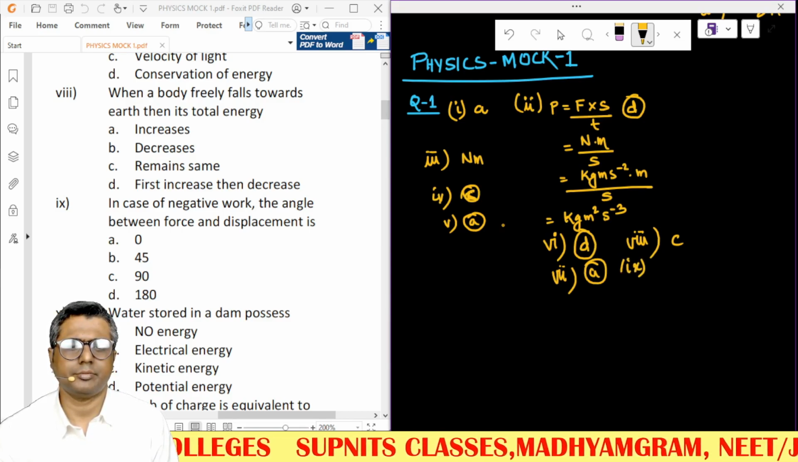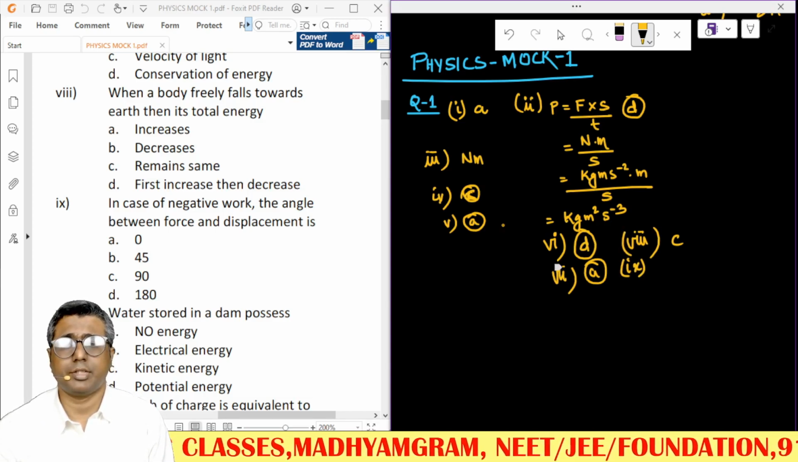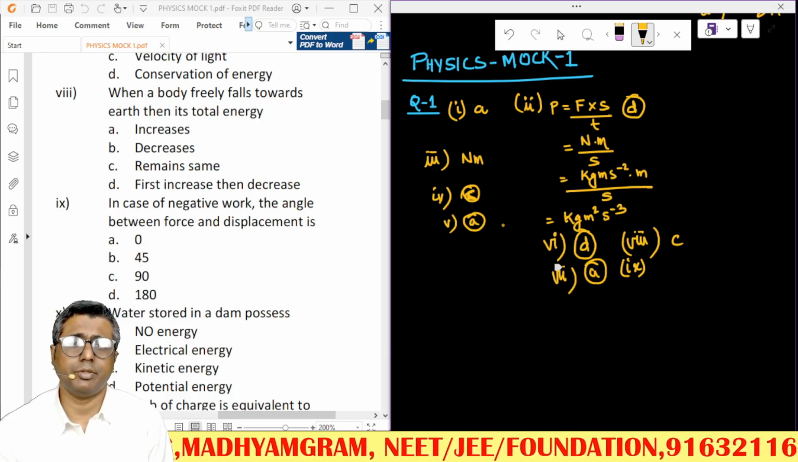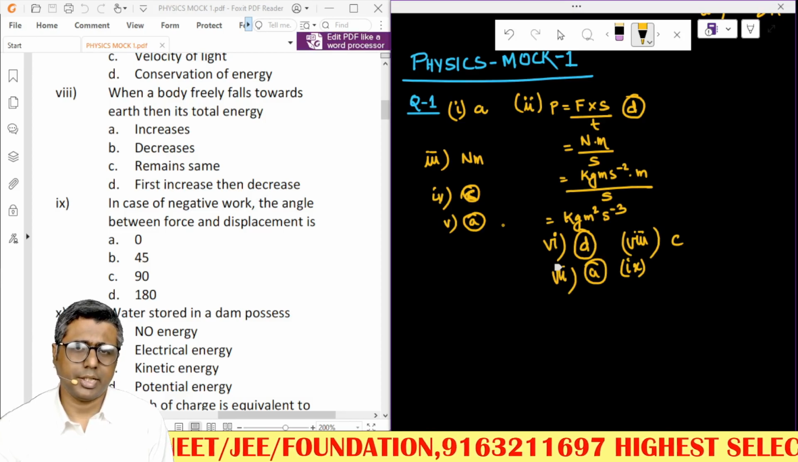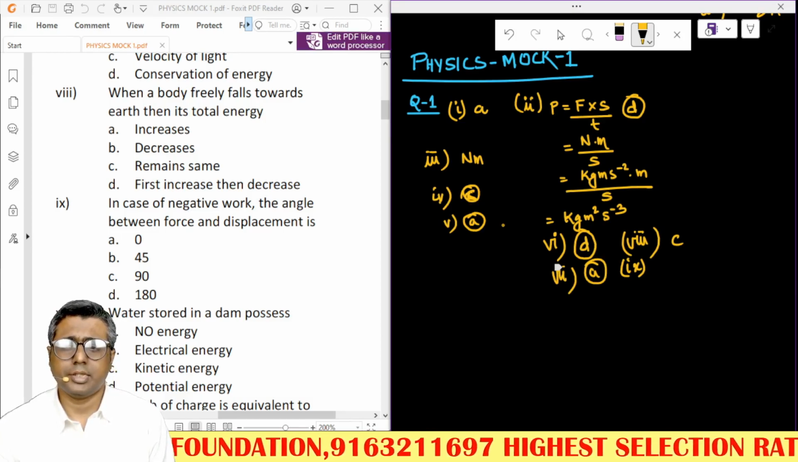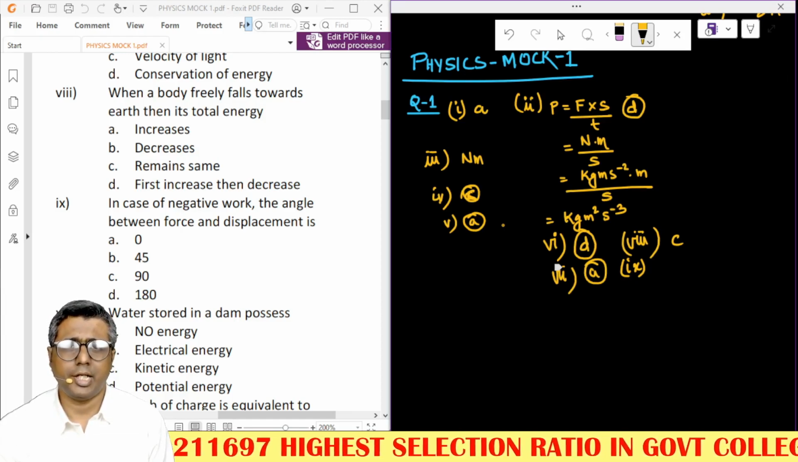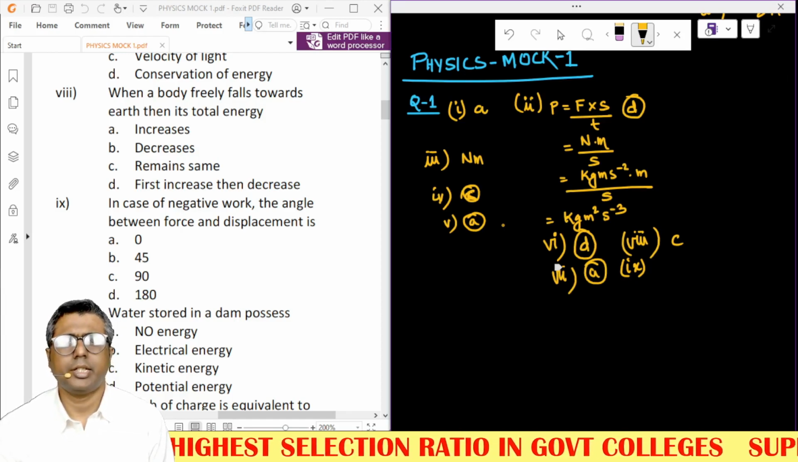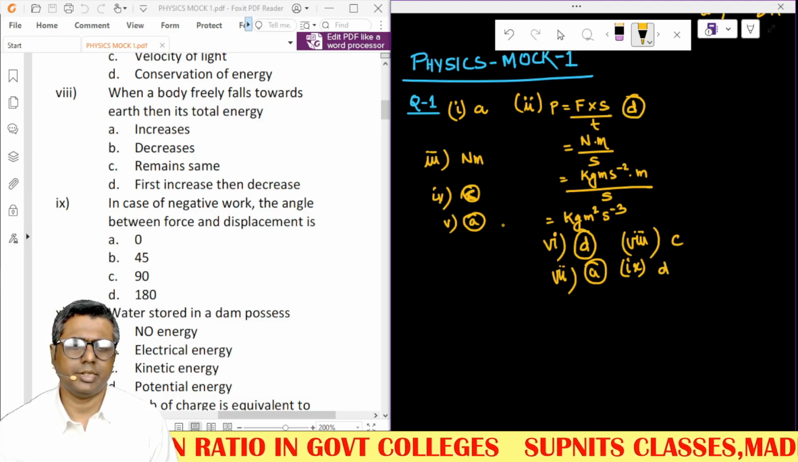Number 9. It is said that negative work is only possible when the direction of the force and the displacement are in opposite directions. That means here cos 180 degree is negative. This is also done in class and is also in your textbook. So definitely it will be option D, that is 180 degree.